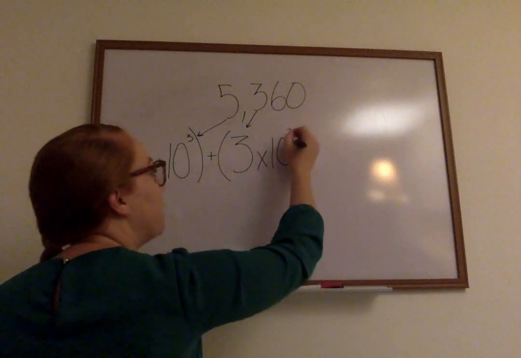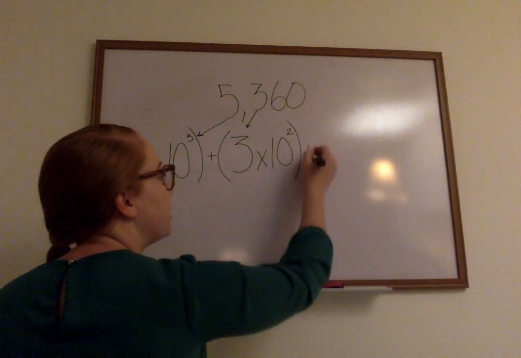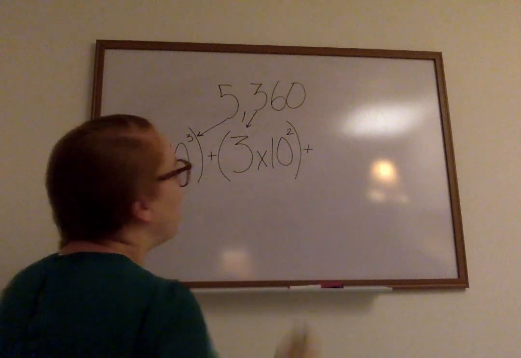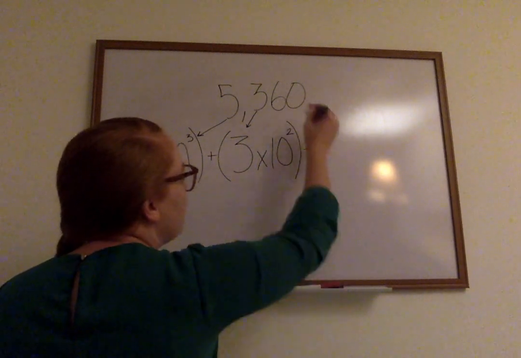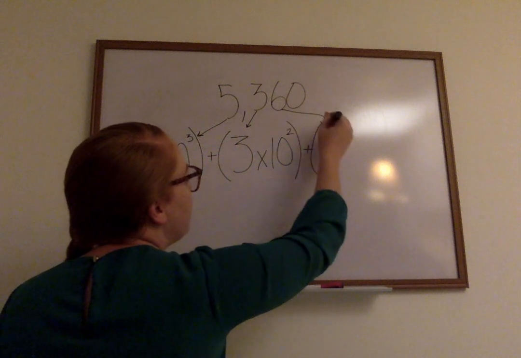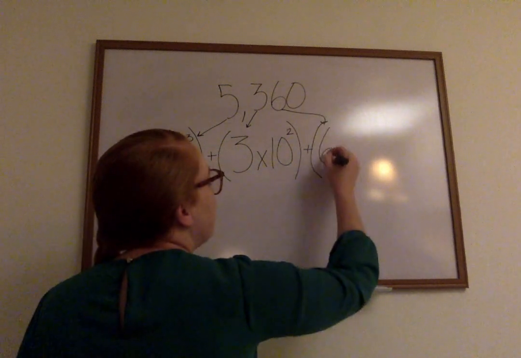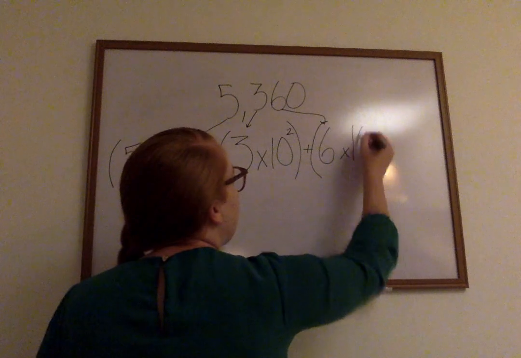1, 2. Add my exponent of 2. Close my parentheses, add my plus sign. Now, I need another parentheses, open them up. I have another number, which is 6. Add my 6 times my base, which is always 10.